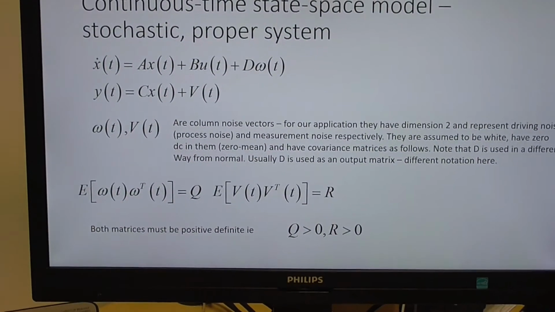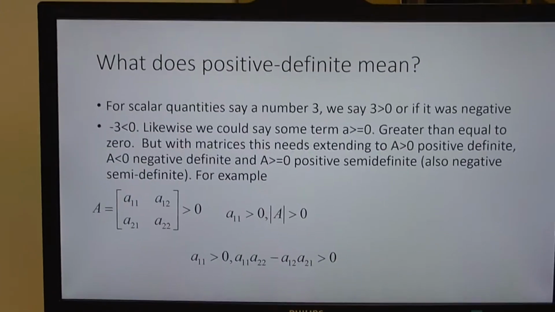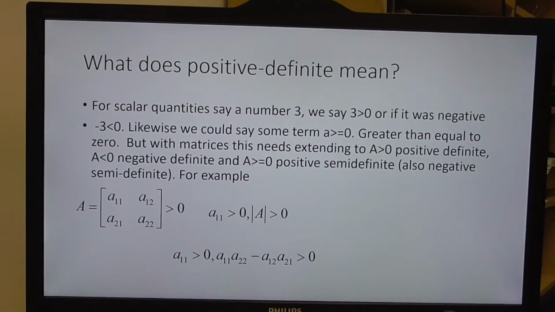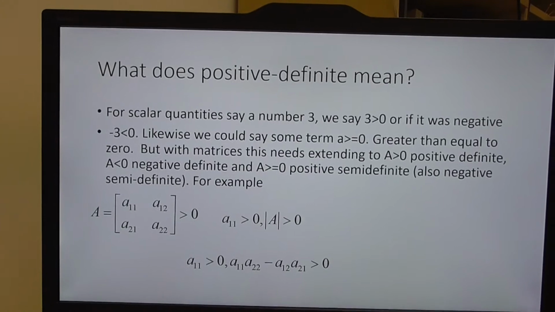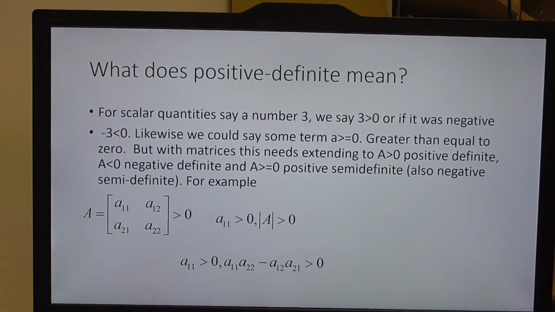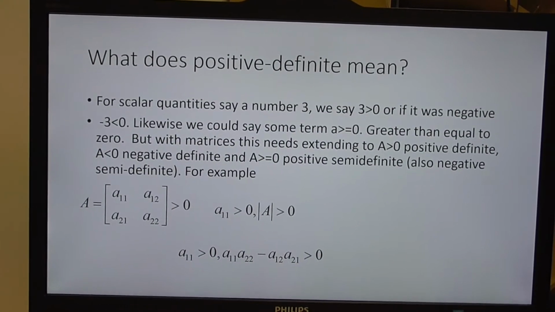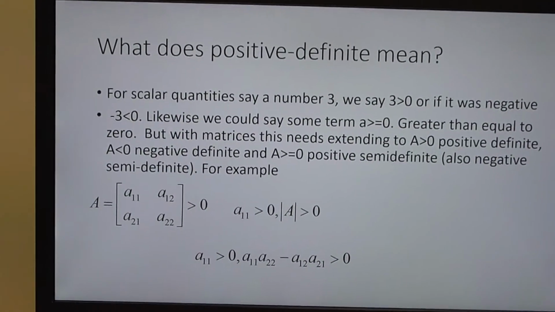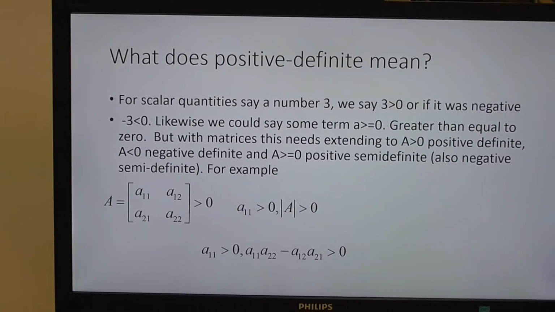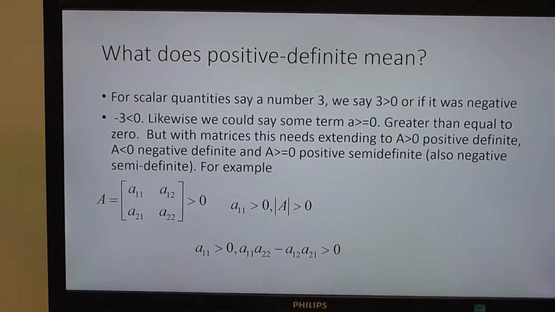These matrices are covariance matrices, but just for those of you that aren't familiar with what is positive definite, if you've got ordinary numbers, say like number 3, you can say 3 is greater than 0, of course, or minus 3 is less than 0, but if you've got a matrix, you can't really say the matrix is greater than 0.